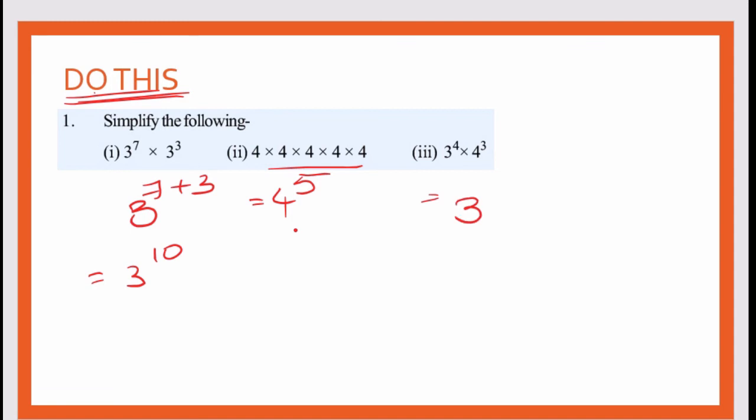What about this? 3 power 4 into 4 power 3, can you multiply directly? You can't. So you can directly take the values: 3 power 4 is 81 into 4 cube is 64, because you don't find anything common. There is no possibility for the bases to be equal, and the exponents being equal is also not possible. Then what you can do is directly simplify by taking 81 into 64, right? So these are all simple questions.